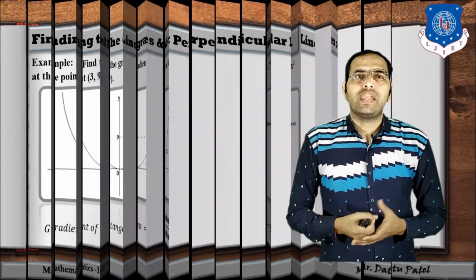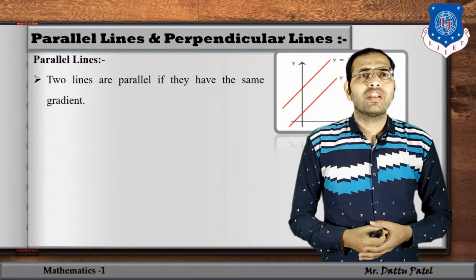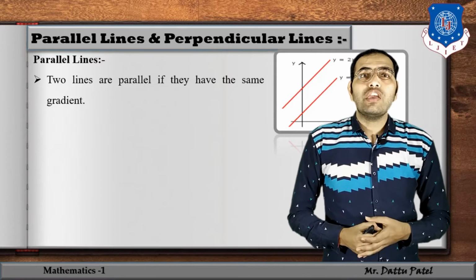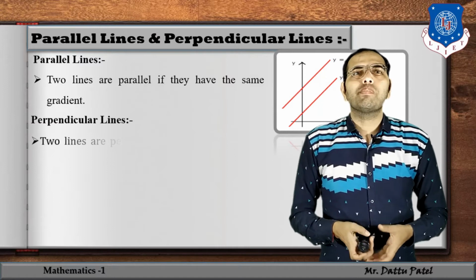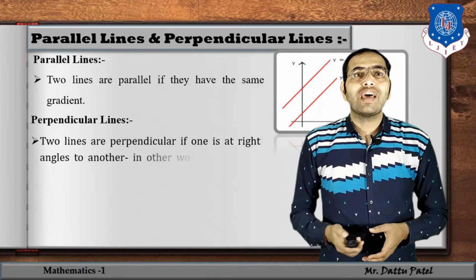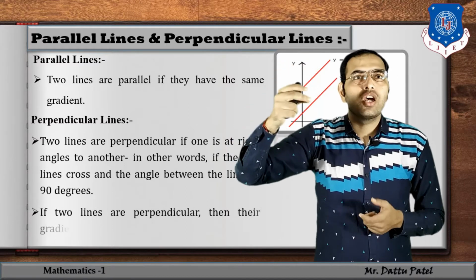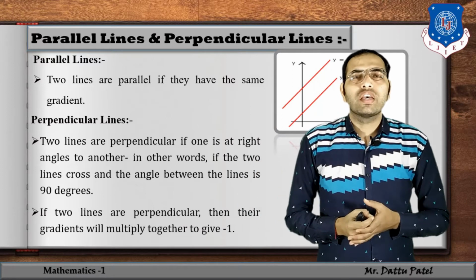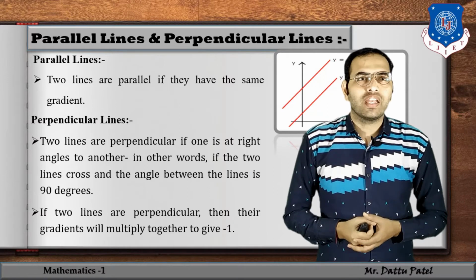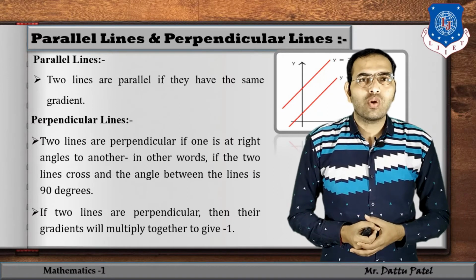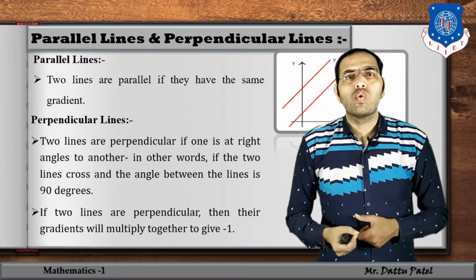Let's see parallel lines and perpendicular lines. In this graphical representation, two lines are parallel if they have the same gradient. Similarly, two lines are perpendicular if one is at right angles to the other. In other words, if the two lines cross and the angle between the lines is 90 degrees. If two lines are perpendicular, then their gradients multiplied together give -1.